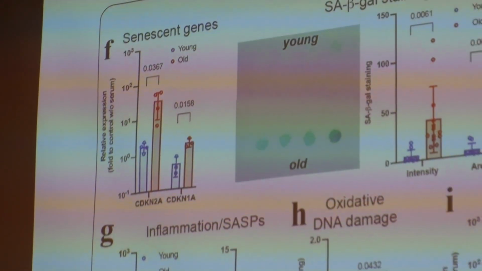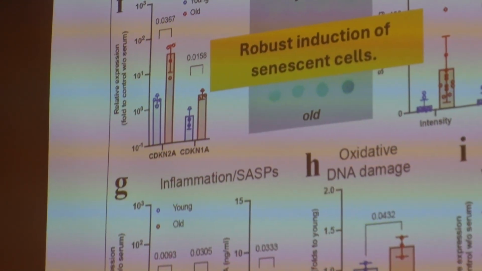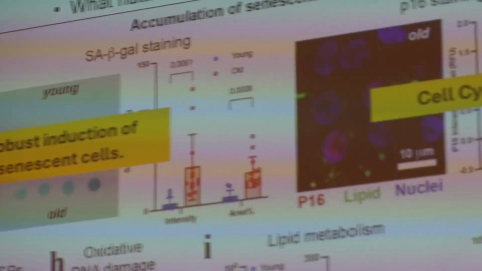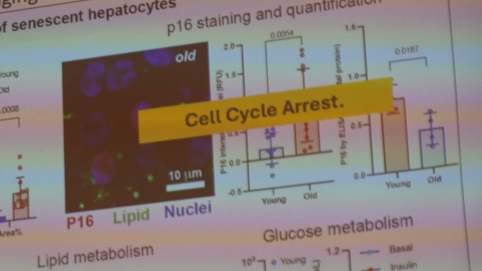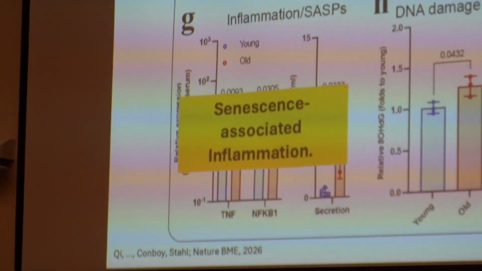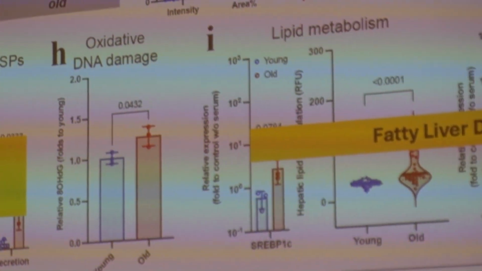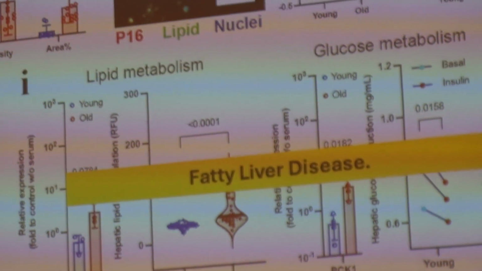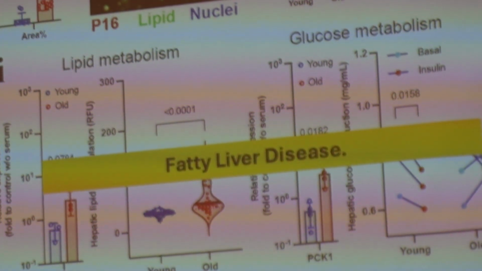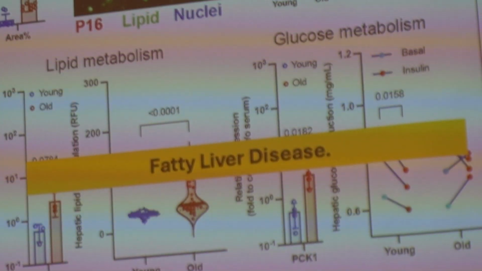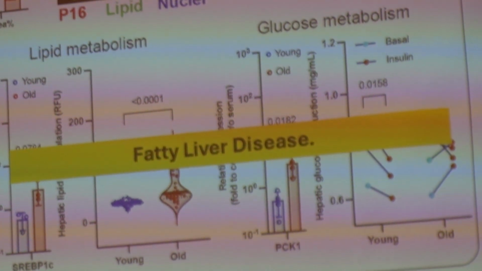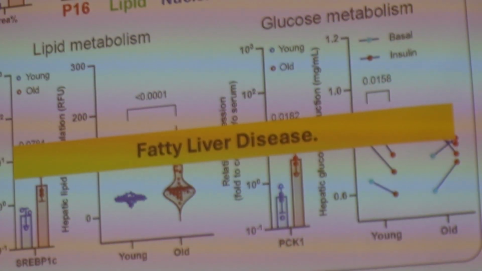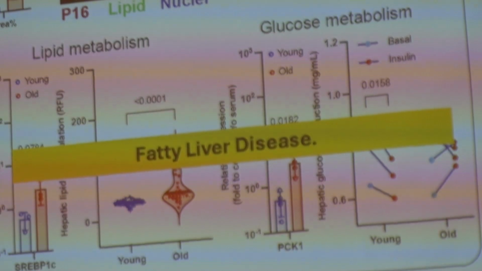These are now the hepatocytes, the same assays that I showed you. Again, robust induction of senescent cells. You see that there is cell cycle arrest. You see that there is senescence-associated protein expression. And important for the liver, I started out by talking about fatty liver disease. This too is not just associated with obesity, but it's highly associated with aging as well. And we see, indeed, after 4 days of treatment with serum from old donors, that there is an induction of markers that you would find in fatty liver disease.